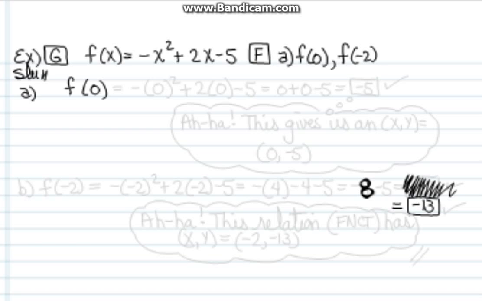Now f of 0 is going to be the y partner when we're finished. The answer will be the y partner to x equals 0. And we find it by removing all the x values in f of x and replacing them with parentheses. So we've got negative parentheses 0, close parentheses squared, plus 2 parentheses 0 minus 5.